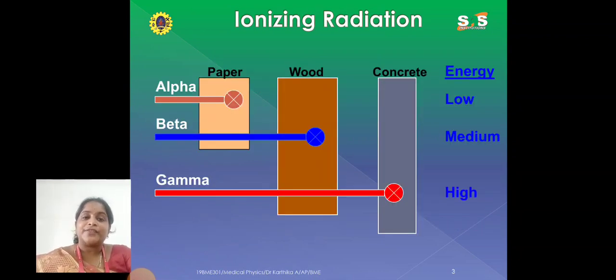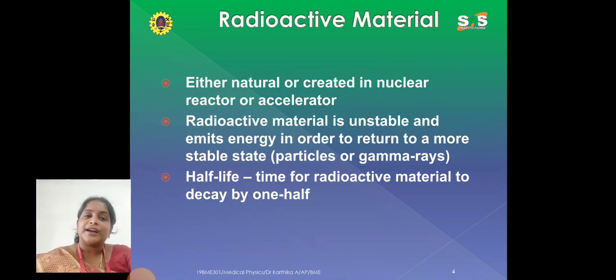While talking about ionizing radiation, we have to consider alpha, beta and gamma rays. While speaking about the energy of the alpha, beta and gamma rays, the energy level of alpha is low, the beta is medium, and for gamma rays the energy level is high when compared to alpha and beta. Then, what do you mean by radioactive material?